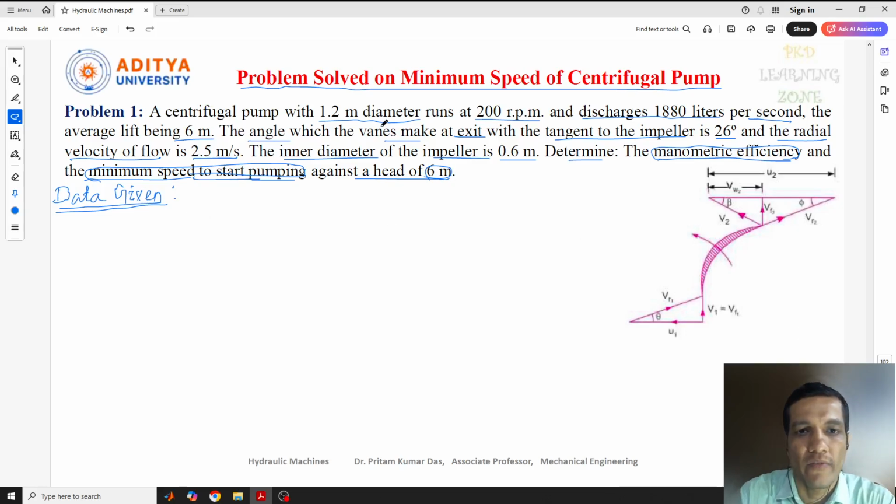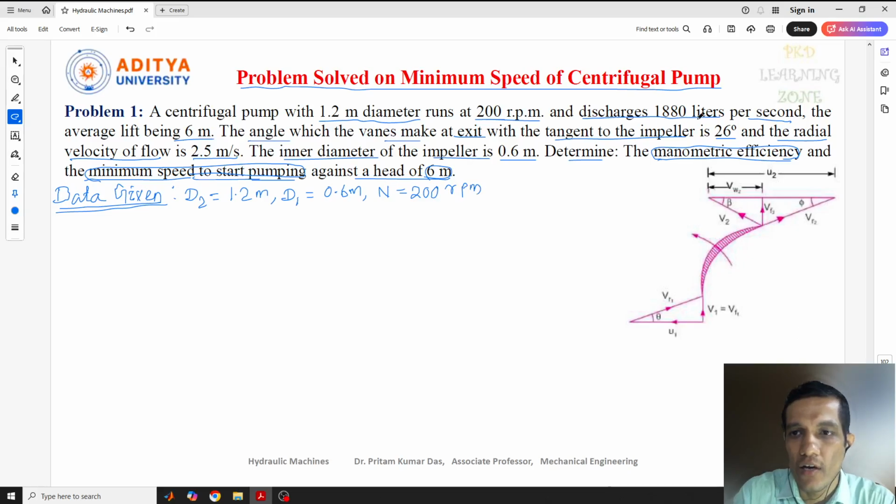A centrifugal pump of diameter is given, that is outer diameter, because inner diameter is given here. So that is outer diameter, nothing but D2. So D2 is given 1.2 meter and D1 is given here. So let me write it near to this one. I can write this is D1, this is 0.6 meter. Again, this centrifugal pump runs at 200 rpm. So speed N is given 200 rpm.